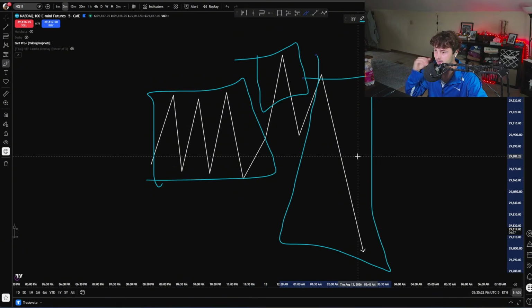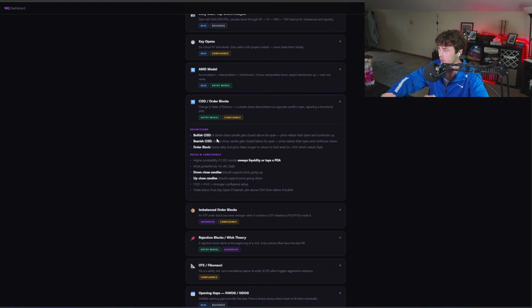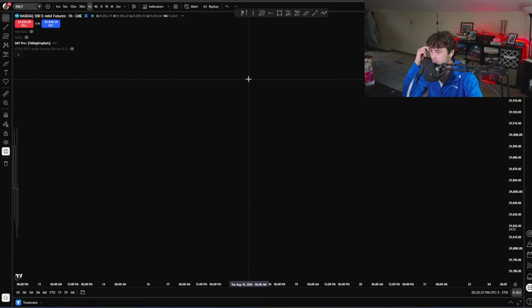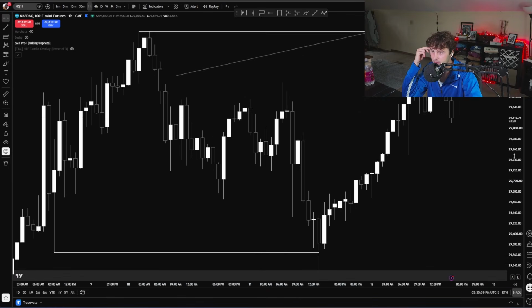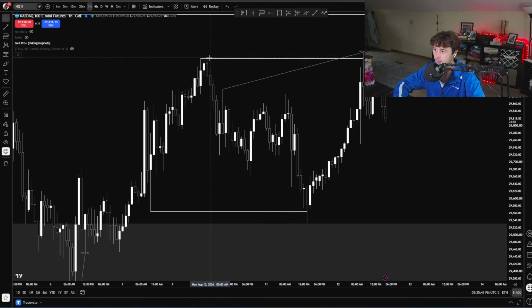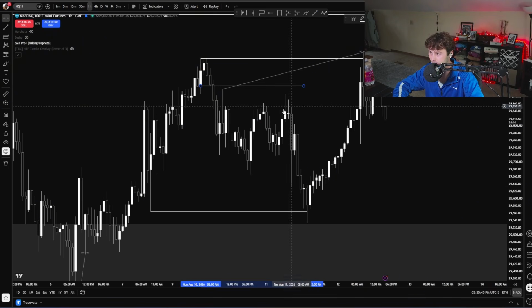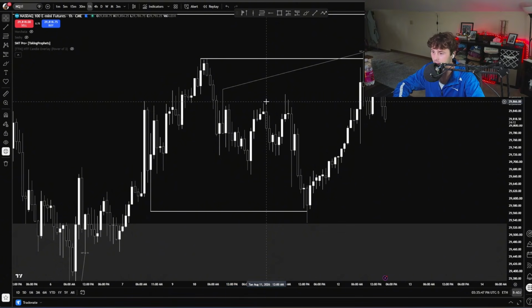CISDs and order blocks, I don't really use these for my entries, okay? All I really use them for is a little bit of bias, right? So if I'm on the hourly time frame and I see price just came up and it front ran, you know, this, it didn't tap into the wick, but what it did do is it tapped into like this order block here, then I would make note of that, okay?